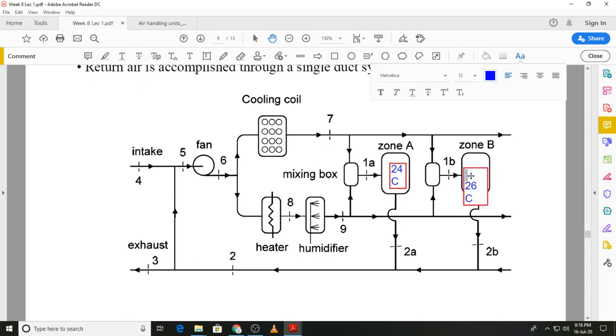Okay, I think we can leave it like this, and again we will be supplying air to zone A at a lower temperature and to zone B at a higher temperature. If this is 17 degrees C, we will supply air to zone B at a higher temperature, 21 degrees C.